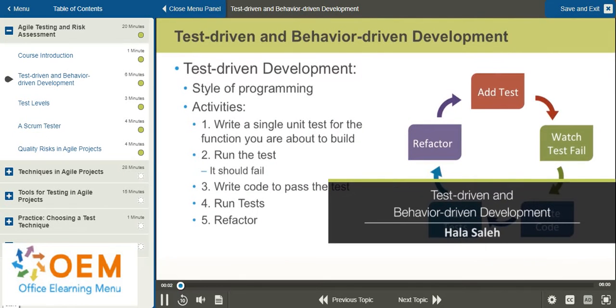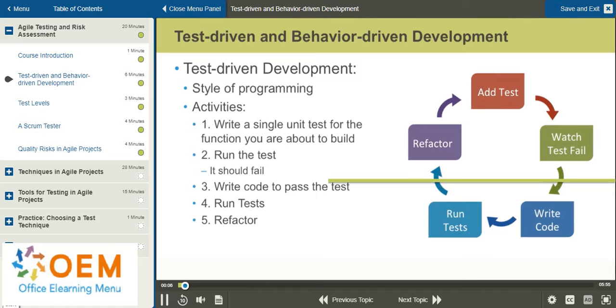In this video, we'll be talking about two approaches to development that make testing a core part of their approach: test-driven and behavior-driven development. Test-driven development is a style of programming that is, just as its name implies, driven by the testing aspect. So initially, we're going to start by thinking about what tests I need to write, assuming that my code is going to fulfill all the requirements.